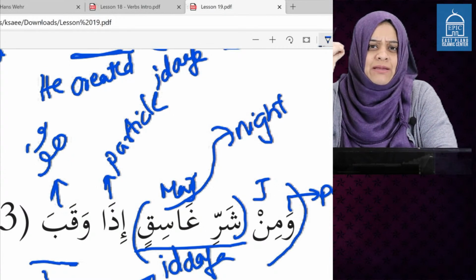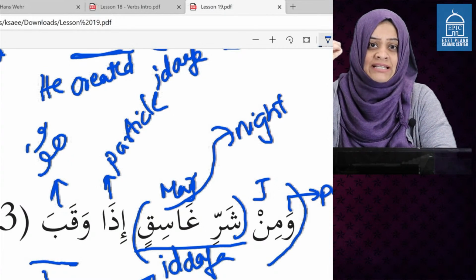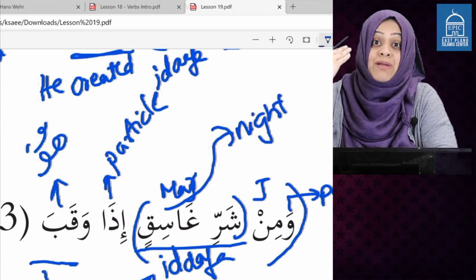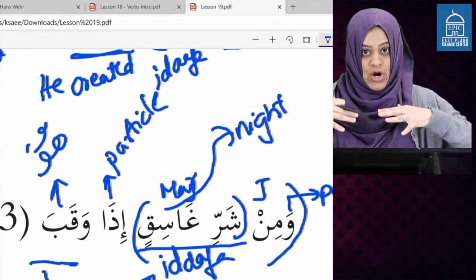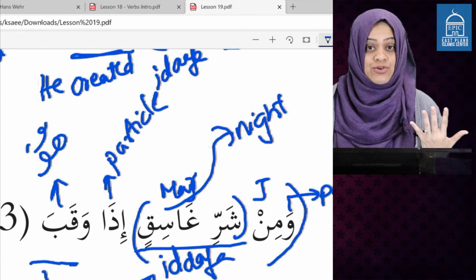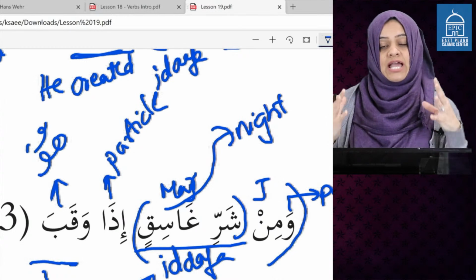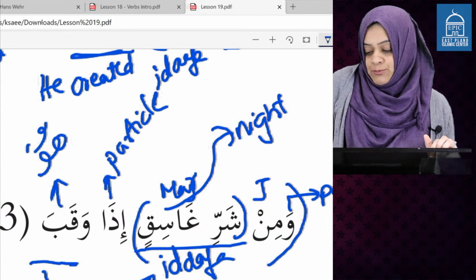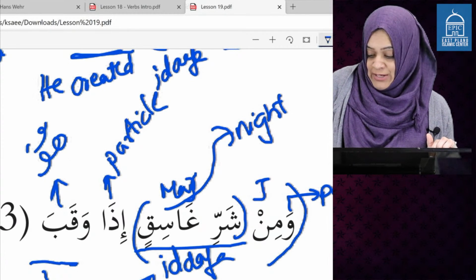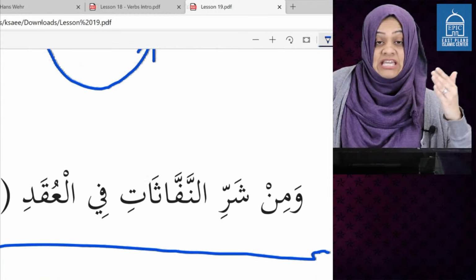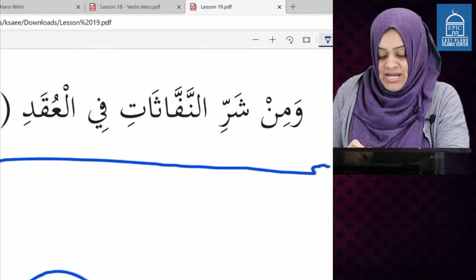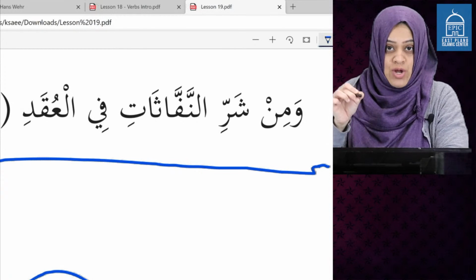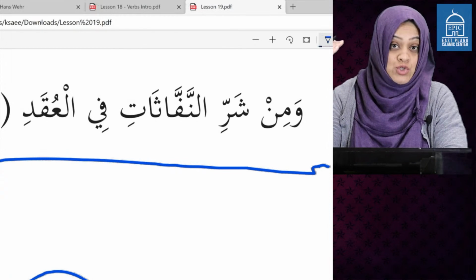So waqaba, you want to keep this meaning in mind: it is so dark that you're barely able to see. Like, if you fall in a ditch, it's so dark in there that you're not able to see your surroundings. So that's the kind of darkness we're referring to. And when we are seeking protection from Allah subhanahu wa ta'ala, it is from the evil of that time, the evil of that night. And then we have وَمِن شَرِّ النَّفَّاثَاتِ, same construction as the previous ones, like in 2 and 3.